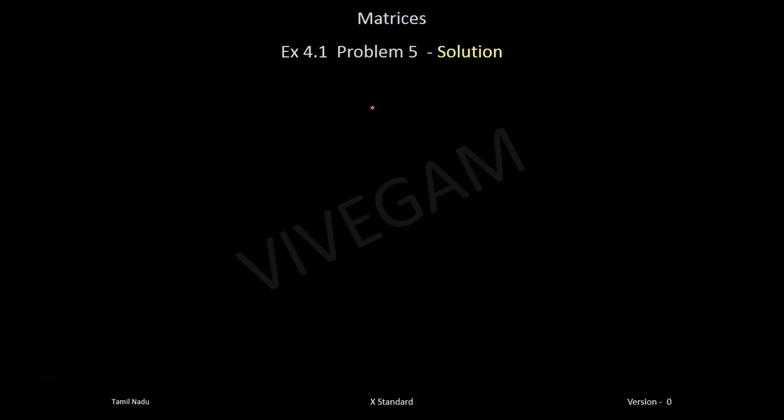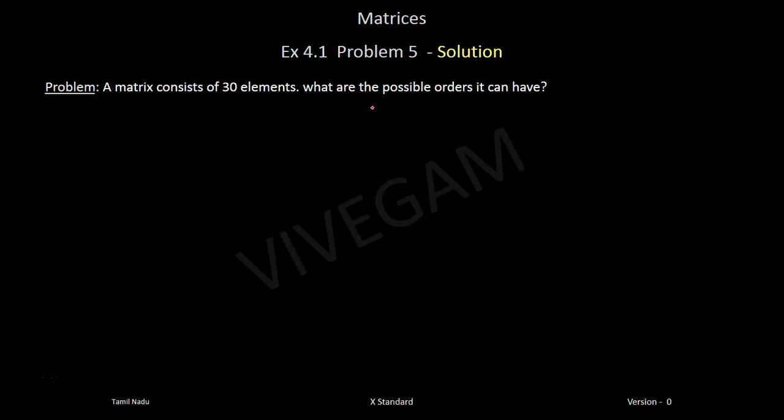Okay, exercise 4.1, problem 5, solution. It is very similar to the previous problem. A matrix contains 30 elements. What are the possible orders it can have?